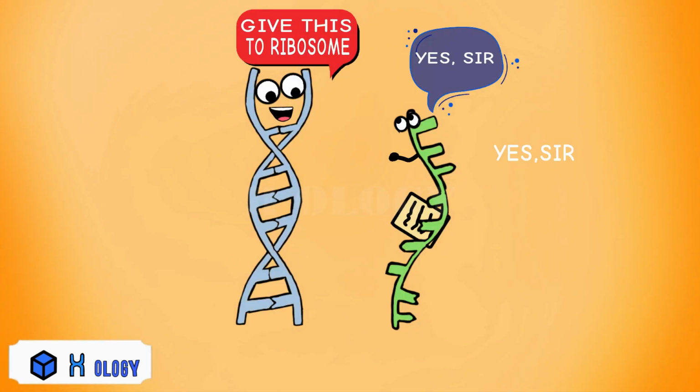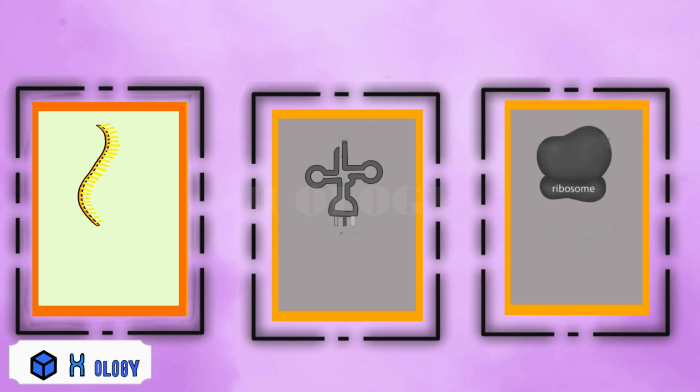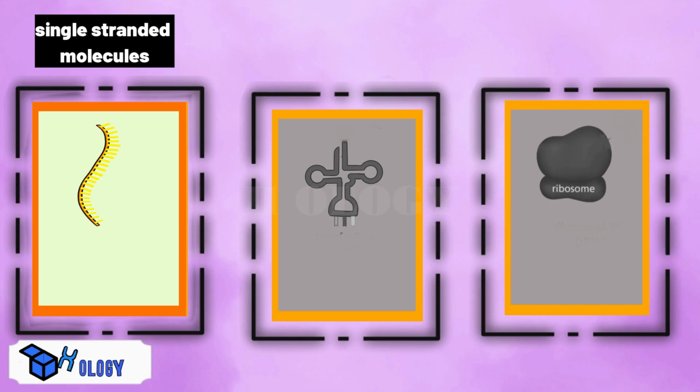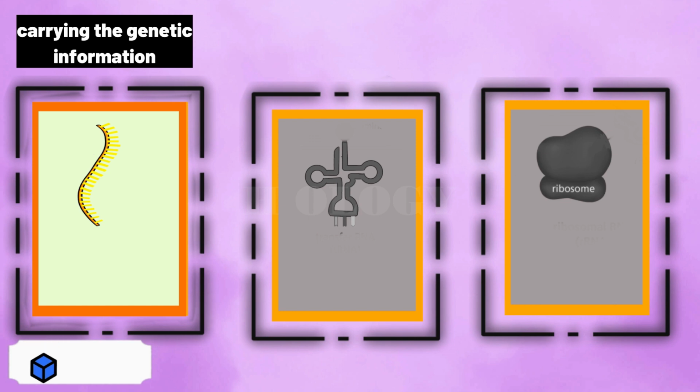During transcription, the DNA sequence that contains the genetic code for a specific protein is transcribed into mRNA. This single-stranded molecule acts as a messenger, carrying the genetic information to the site of protein synthesis.